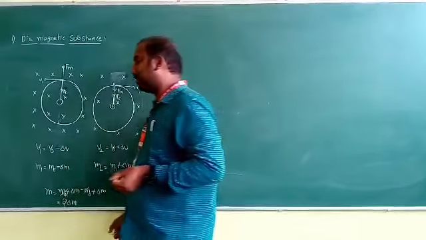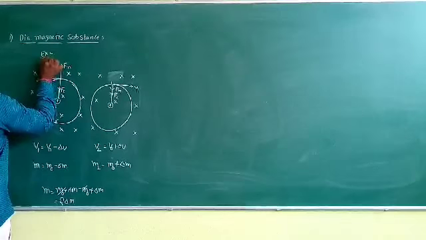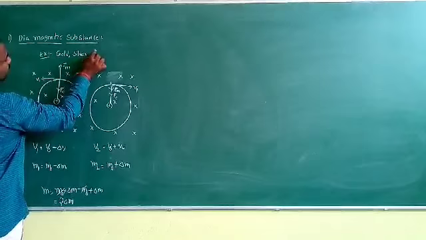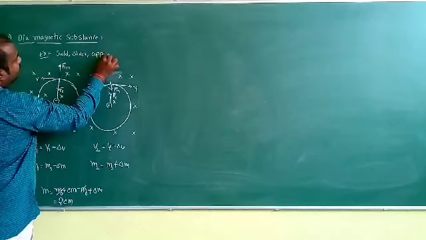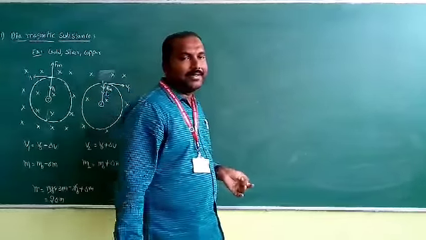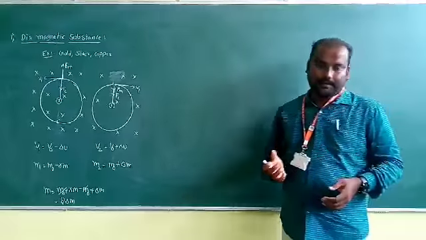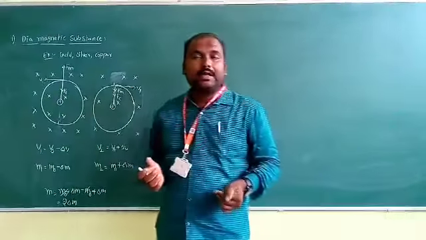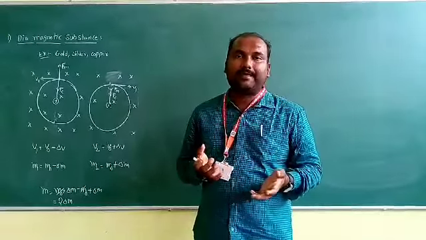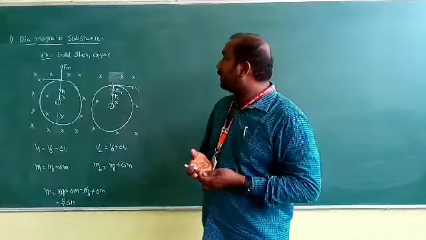Examples of diamagnetic substances: gold, silver and copper. These are considered the best examples of diamagnetic substances. So once again, the materials which are weakly magnetized in a direction opposite to the direction of the applied magnetic field are called diamagnetic substances. Examples: gold, silver and copper.